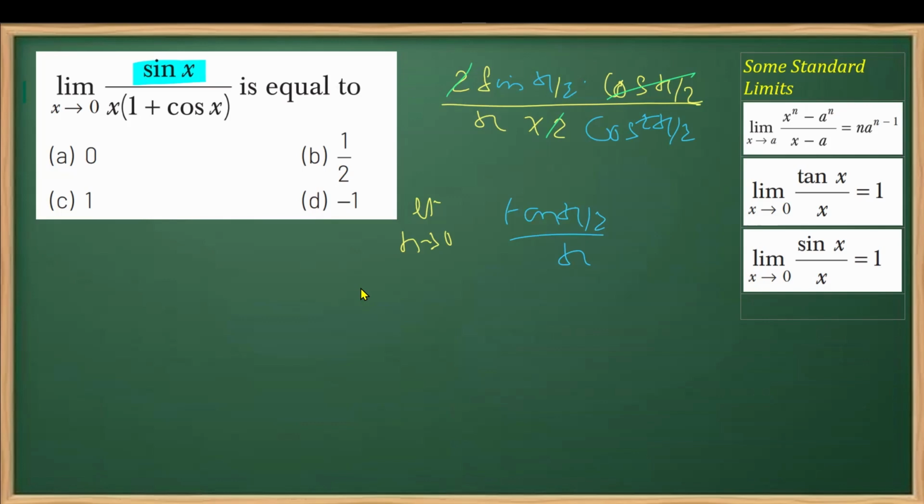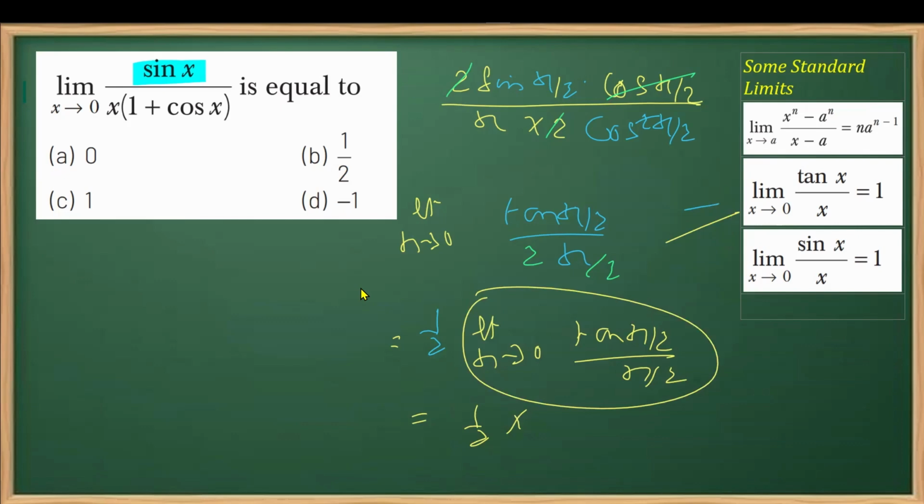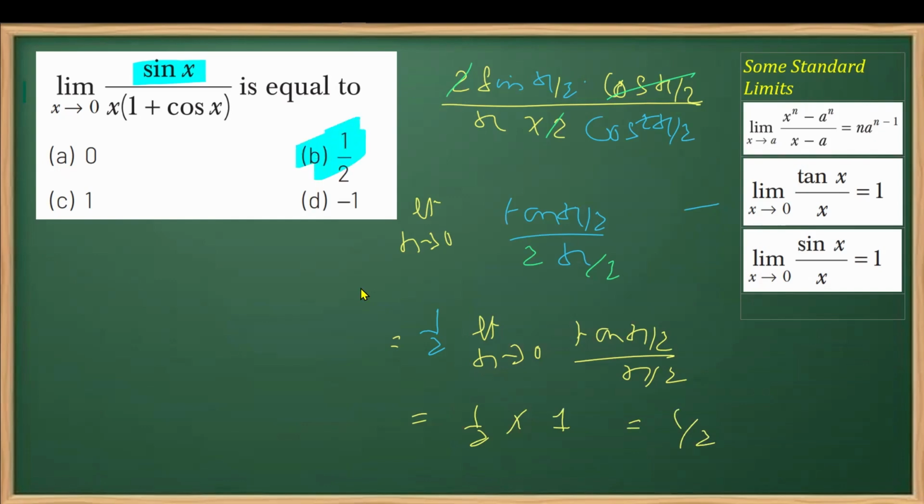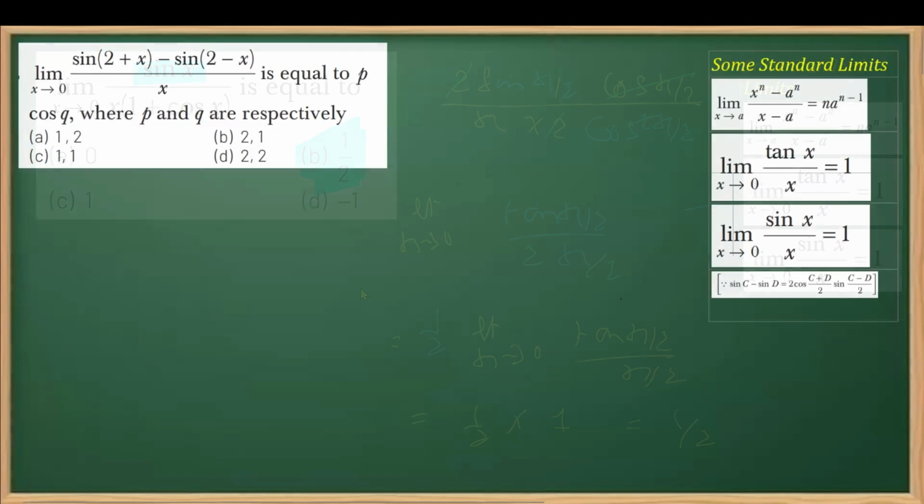So you can see that in order to apply this identity, we need to multiply and divide by 2 over here. So this half will come outside, and then it is limit x tending to 0 of tan x over 2, that divided by x over 2. So that gives half into 1. Applying this standard limit, I can replace this with 1. So therefore half is the answer, and B is the correct option in this case.